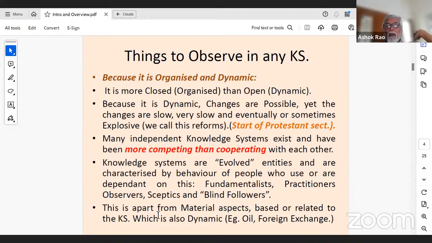Okay. This is apart from material aspects based or related to the knowledge system, which is also dynamic. For example, one component in our knowledge system, which has become very important, is petroleum and diesel, which was not there 60 years back. Majority of us had not even seen petrol or diesel 60 years back.